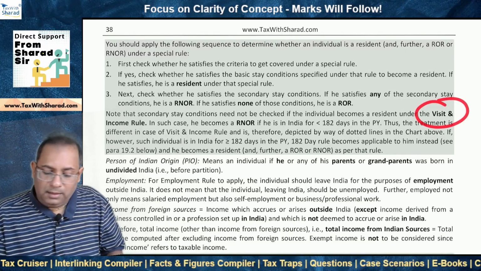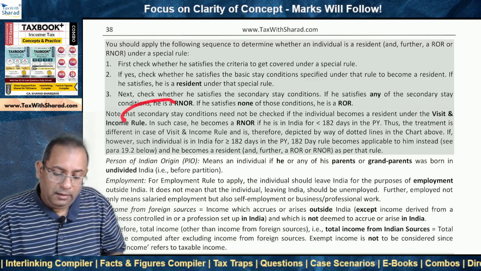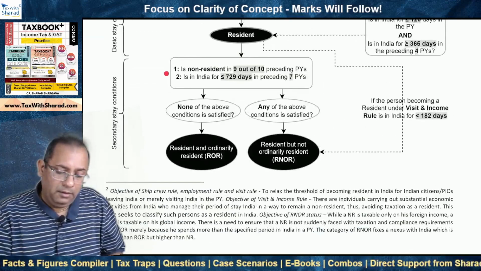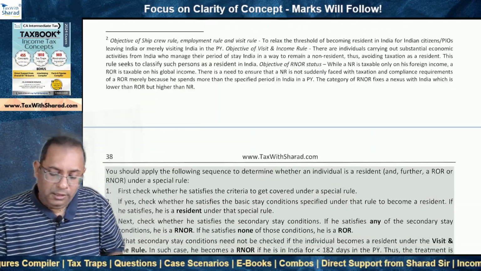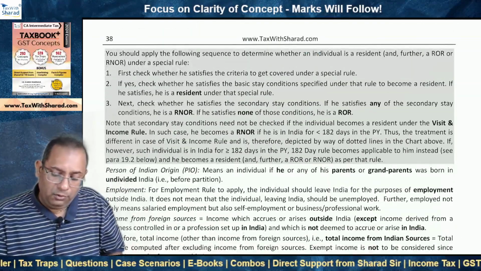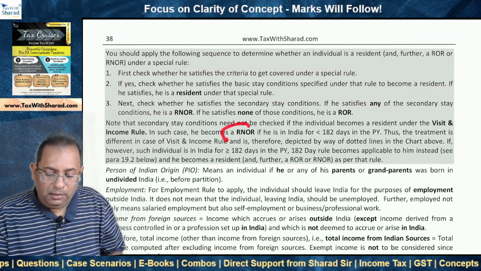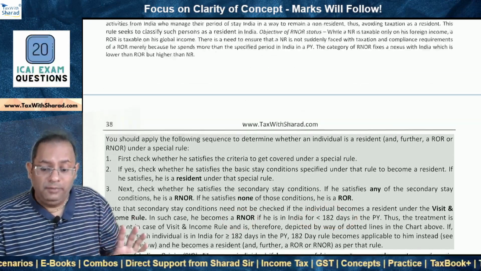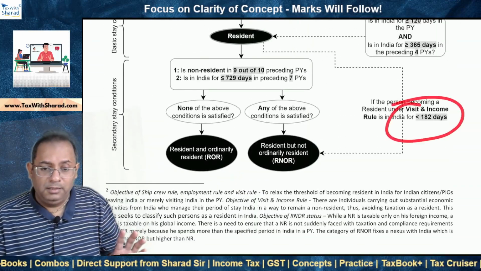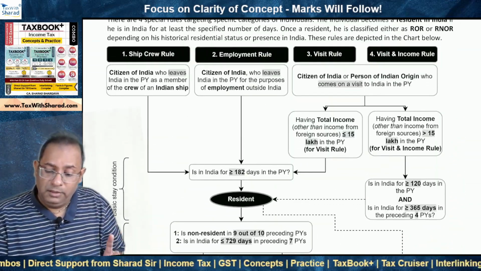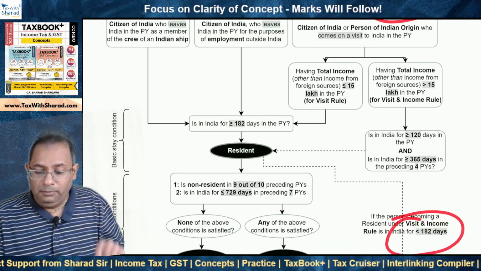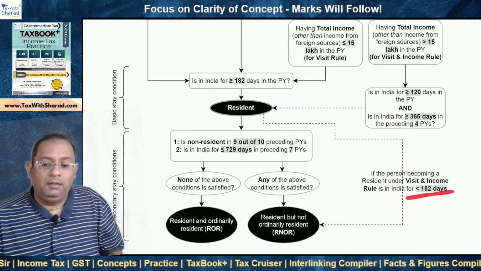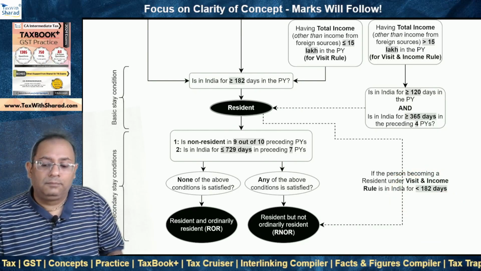So what we discussed under the visit and income rule is that the secondary stay conditions need not be checked. What just needs to be checked under the visit and income rule is that the person will become a RNOR if he is in India for less than 182 days in the previous year. We are talking about the visit and income rule. Now the question will be, sir, what if the individual is in India for 182 days or more?